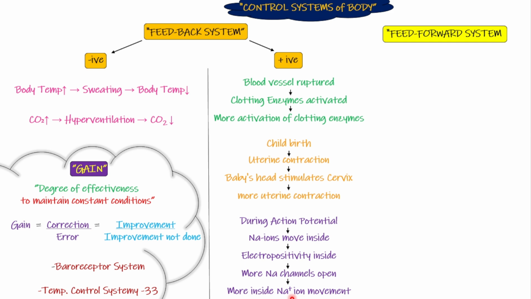Okay, the first step of the action potential is the sodium ions move inside. Now, sodium ions move inside from sodium channels, but the movement of sodium ions inside, or whenever there is electropositivity inside, it results in more opening of sodium channels, and more opening of sodium channels leads to more sodium movement inside, creating more electropositivity. So this is the cycle. Okay, so these are very important 3 examples of positive feedback system.